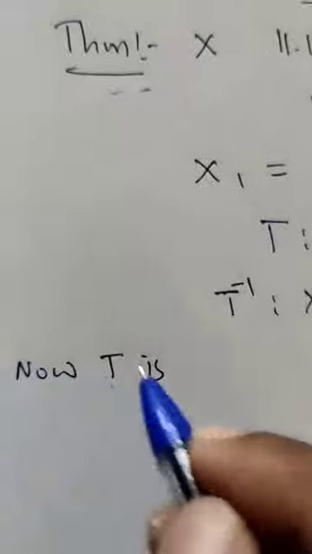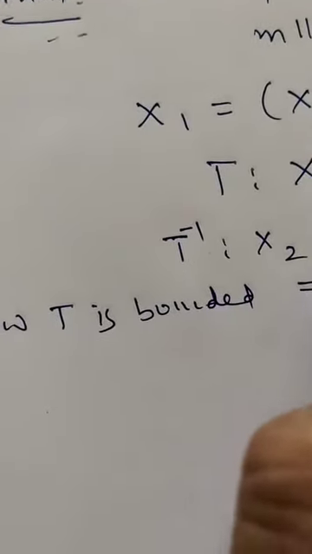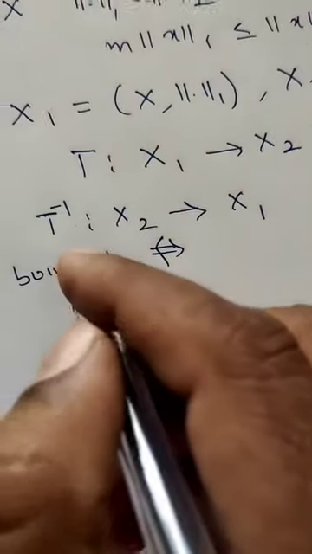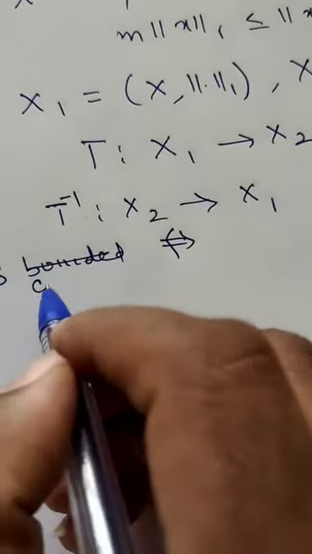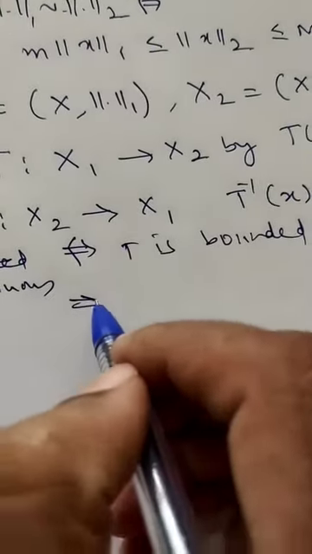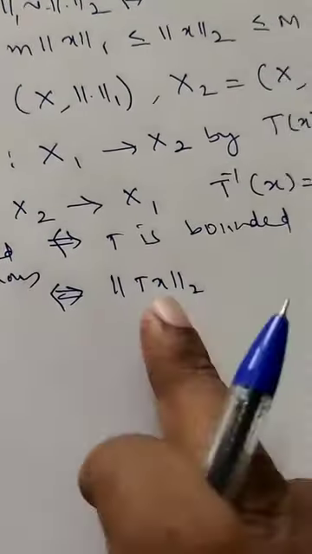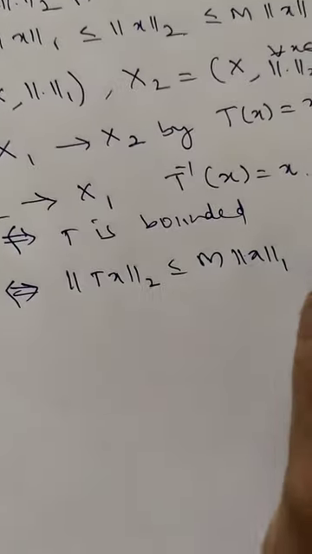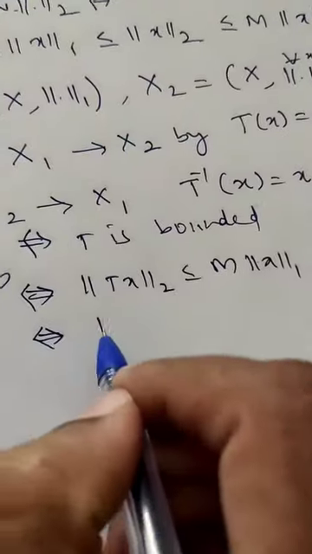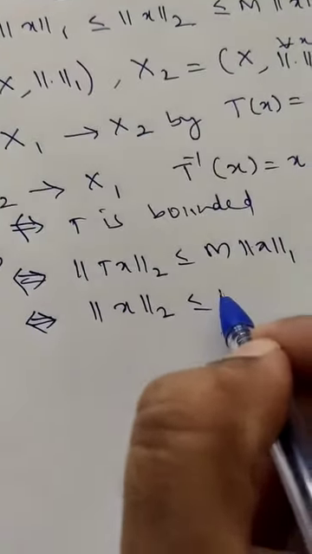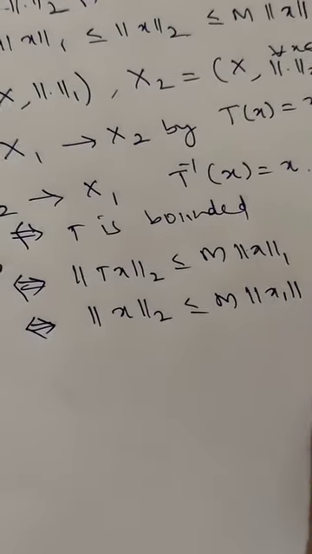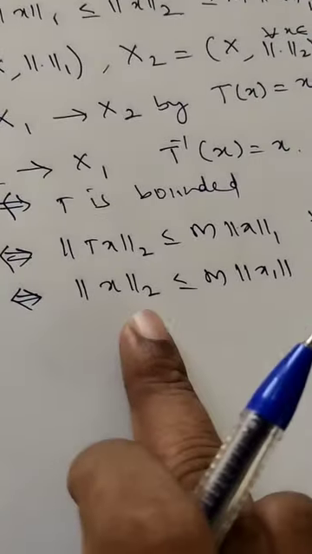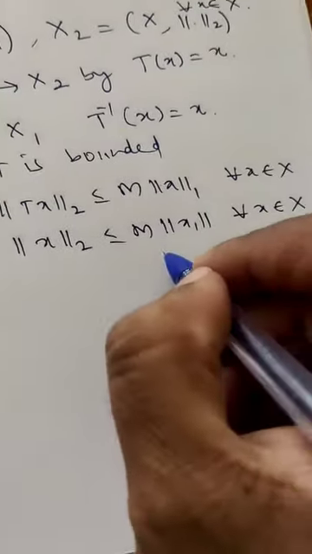Now T is bounded if and only if T is continuous. T is bounded means the norm of T of x, which lies in norm 2, is less than or equal to M times the norm of x in norm 1, for every x belonging to X. That is, norm 2 of x is less than or equal to M times norm 1 of x for every x in X. You call this 1.